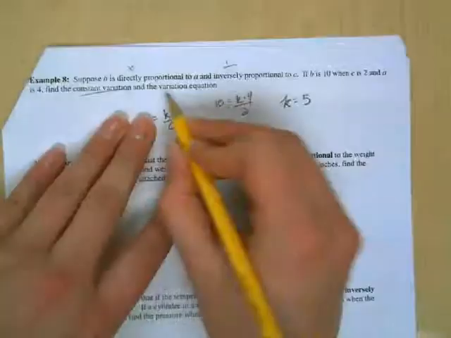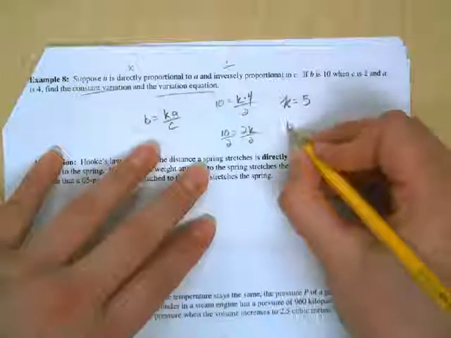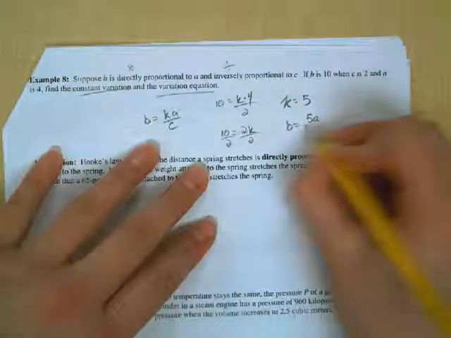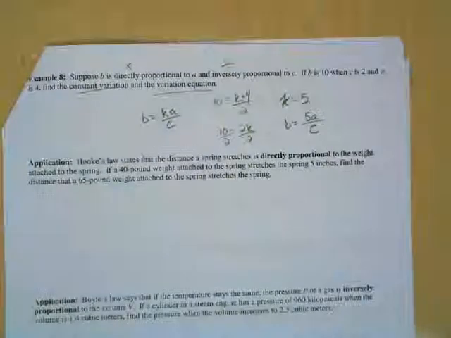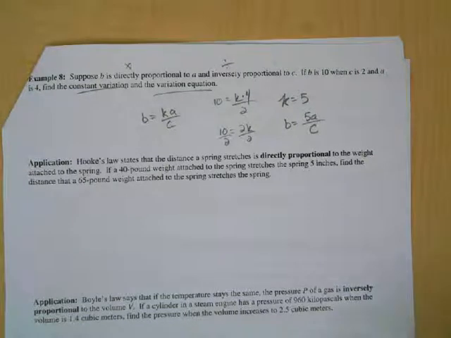They also want the variation equation. Plug that in. B is equal to 5A over C. Hopefully this is starting to sink in, it looks pretty simple. I'm hoping this will be some nice easy little points for you on this particular test.